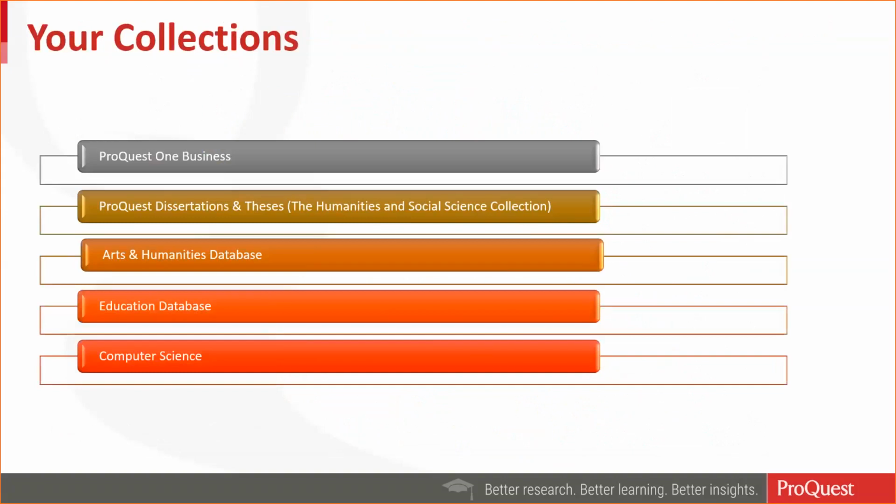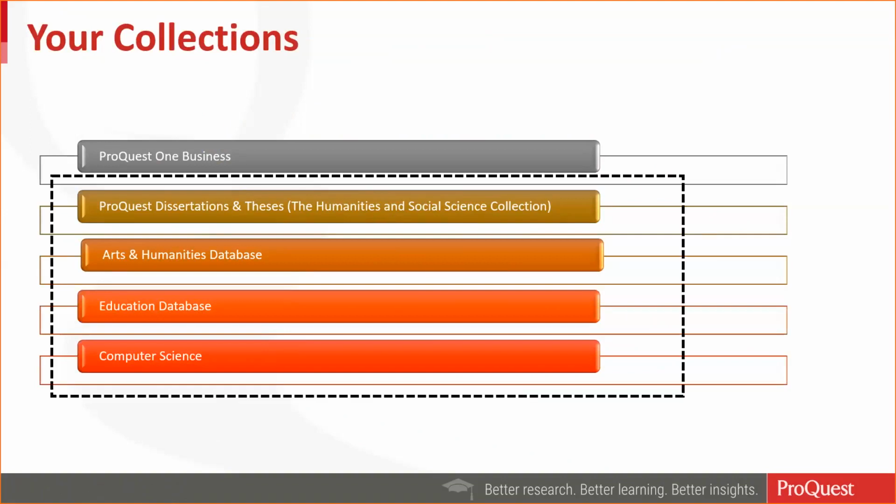Like I said, today there are about four databases or collections that I'm going to talk about. But the concept of the search techniques is exactly the same across the platforms, because all of them sit on the same ProQuest platform. It just caters to different types of content according to the subjects. We covered ProQuest One Business last week, so today we're going to focus more on ProQuest Dissertation and Thesis.